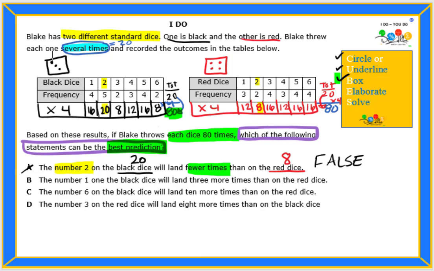Okay, so the number 1 on the black die will land 3 more times than on the red die. So we're looking at the number 1 this time. So the number 1, there it is, and the number 1. Okay, so let's see. The number 1 was 16 times on the black. And on the red, the number 1 landed 12 times.